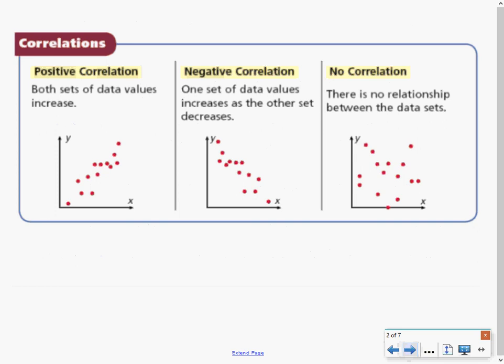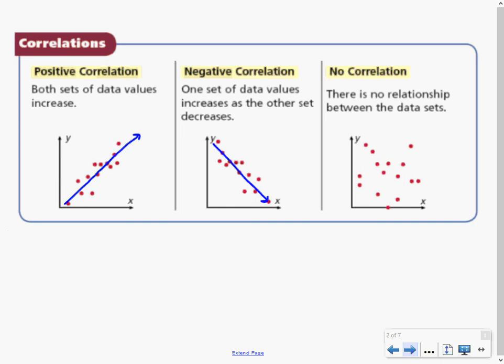If we have two variables, they have a positive correlation if they both increase together. As x increases, y increases. So you can see, as one goes up, the other is also going up. If they have a negative correlation, that means as x gets bigger, y gets smaller. And then no correlation means there's not really a relationship here. It's just kind of all over the place. There's no correlation that we can find between those two variables.